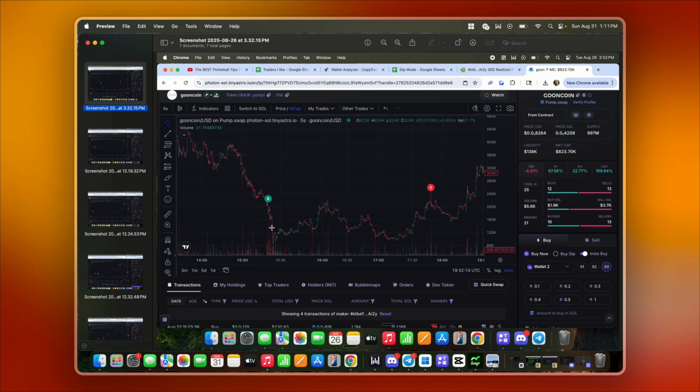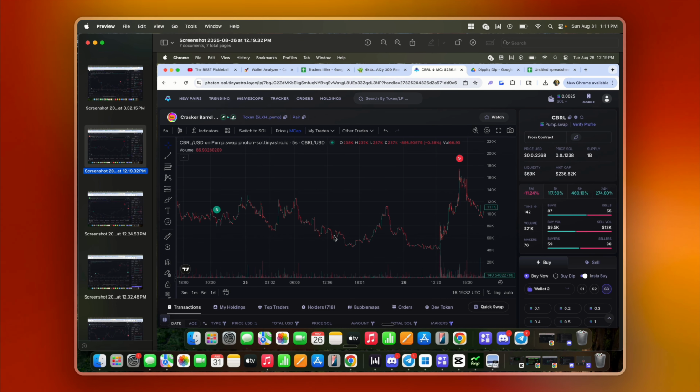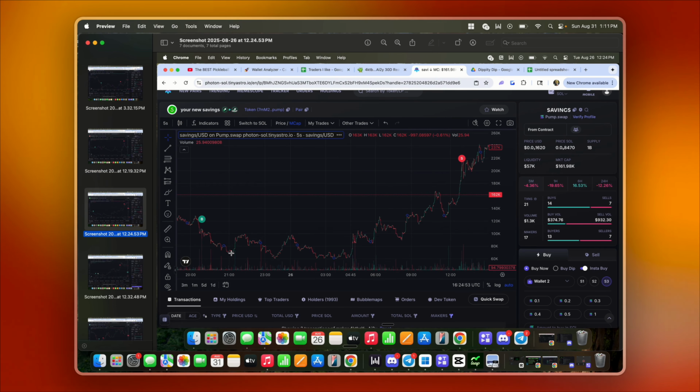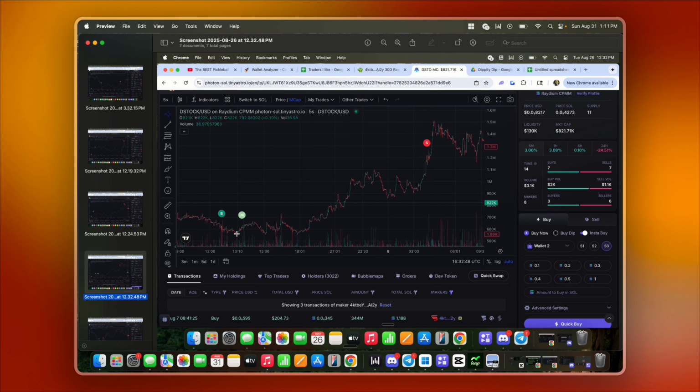He'd enter here, I'd maybe enter down here, unless it never hit my dip percentage, and then I might miss this one. But what you can do is you can set multiple dip entries.